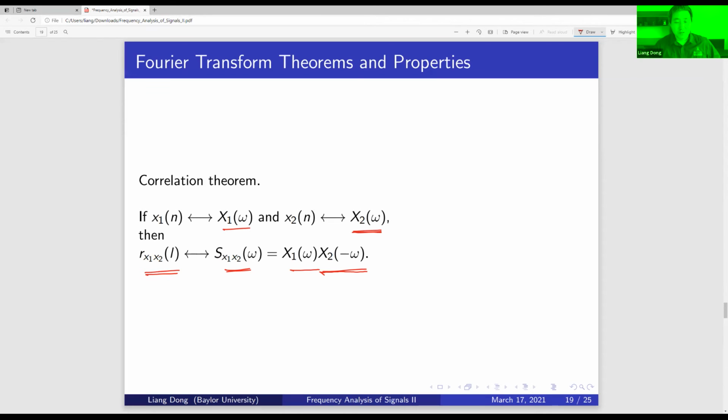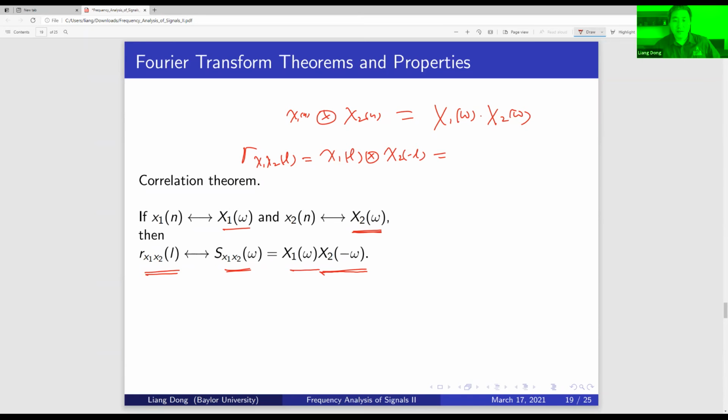We know a convolution of x1n with x2n gives X1 omega times X2 omega. So what is correlation? The x1, x2 correlation is a convolution. I'm using L here, convolved with the time reversal of the other signal. L is just a lag between those two signals, how they're aligned. It's a time index, you can use n, doesn't matter. So that's the correlation. You can use a convolution, but the other signal is time reversed.